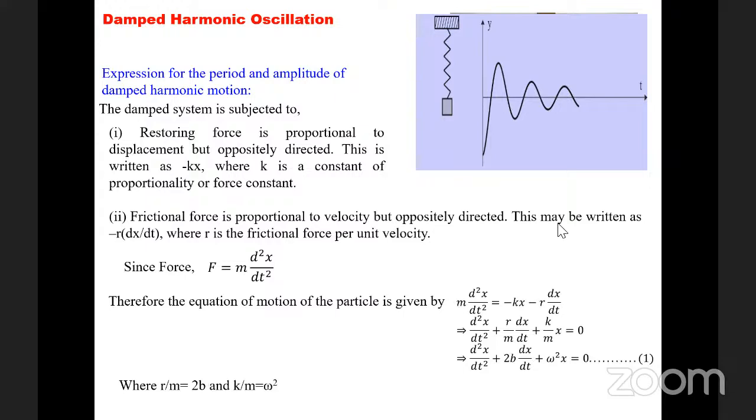So where r by m is 2b and k by m is omega square. Next, equation 1, the differential equation of second degree: d square x by dt square plus 2b dx by dt plus omega square x equals 0. What is the solution for this? x equals a e power alpha t.